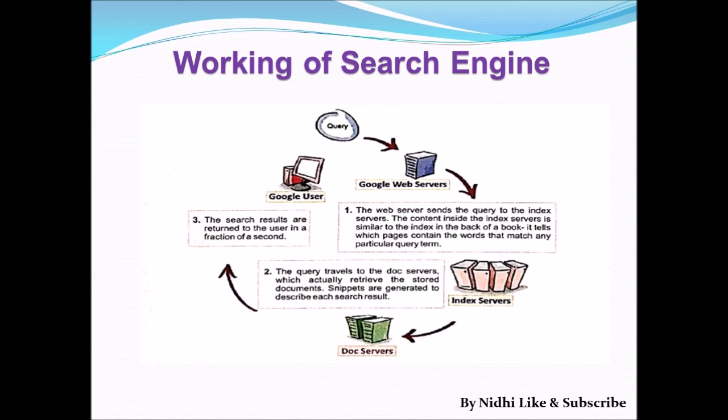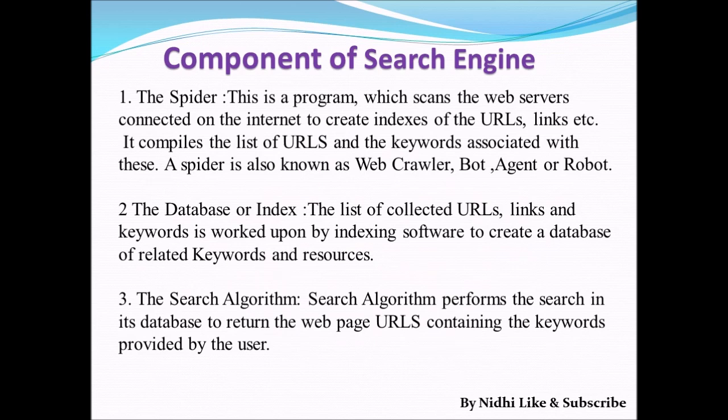Now a search engine has three components. First is spider, that is a program; then the database or index of the search engine; and then the searching algorithm, the process of searching things. So spider is a program which scans the web servers connected to the internet to create indexes of the URLs or links. It compiles the list of URLs and the keywords associated with these. A spider is also known as a web crawler because it works in a crawling manner, and it is also called a bot, agent or robot.